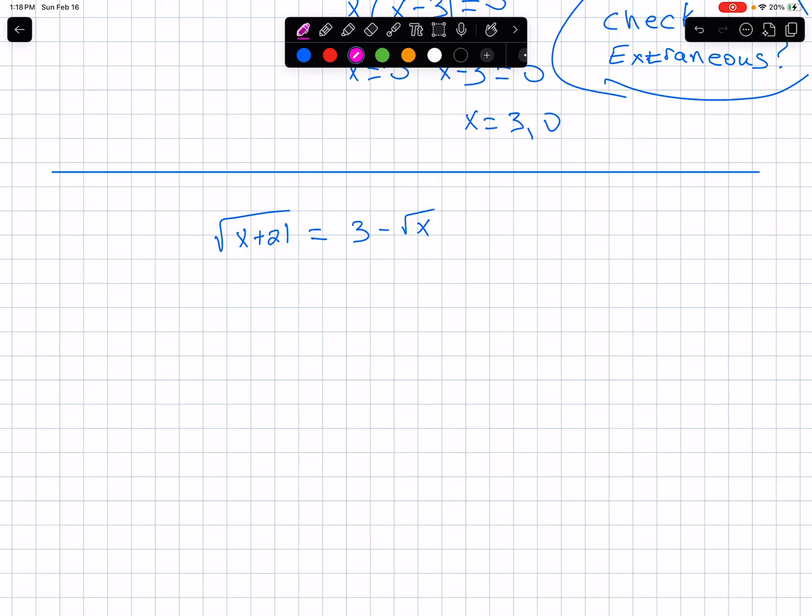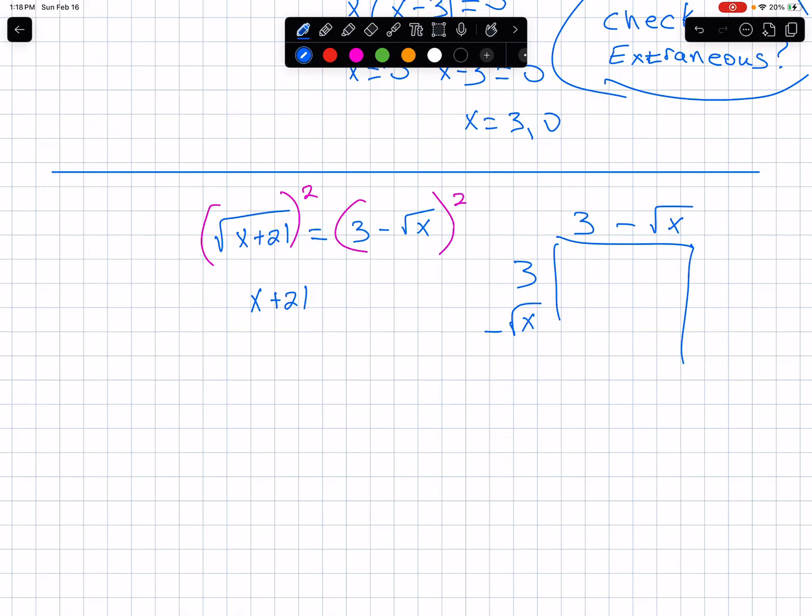So first step, what do I do? Square both sides. All good. So x plus 21 over here. And then I have to box that. Foil that, yeah. Super fun. Yeah, you do foil. That's box 3 minus square root x.